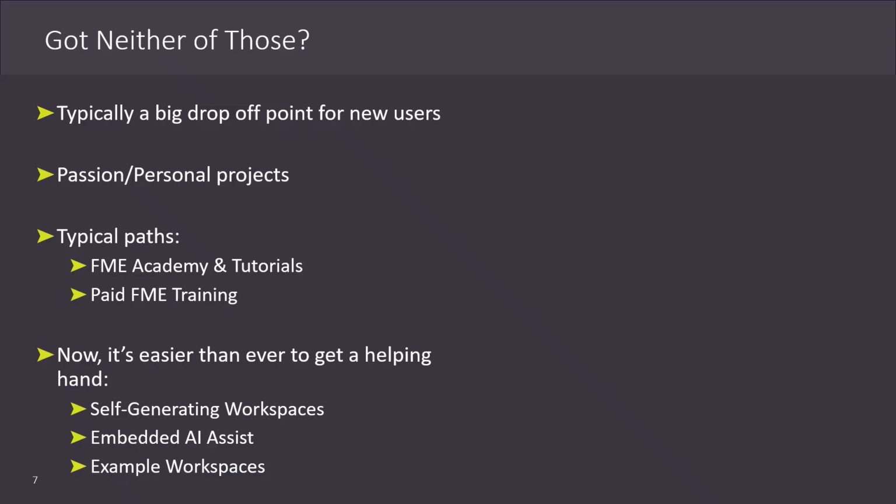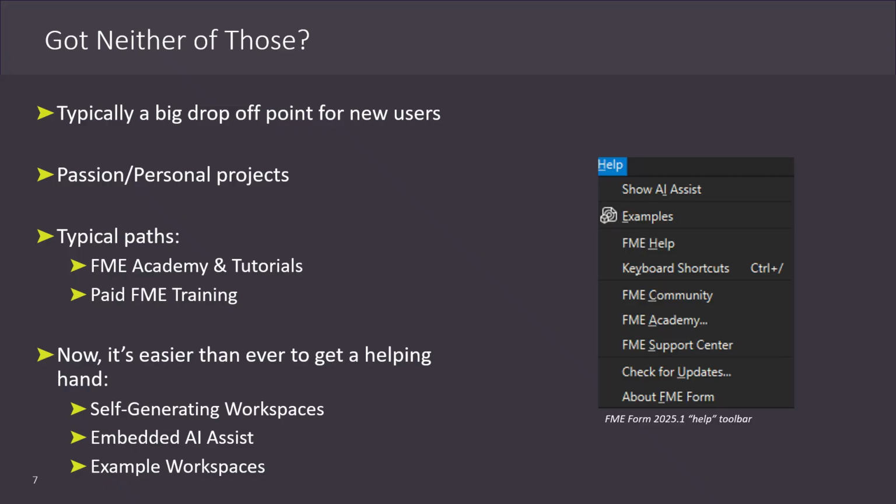Self-generating workspaces, that's just a nice feature, but very basic. Embedded AI assist is definitely a great feature to have, and I'll go through it. But then example workspaces as well. I'll go through that in more detail, and just show you how accessible these features are. This is actually the help bar that you get from the interface. And if you just click on help, all those suggestions that I've just put there are available straight from the FME Form interface.